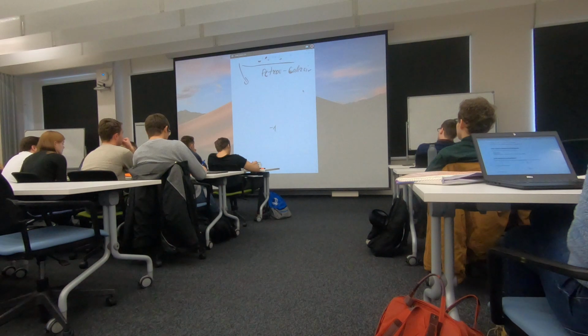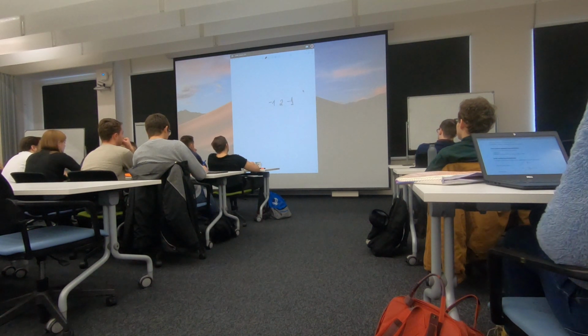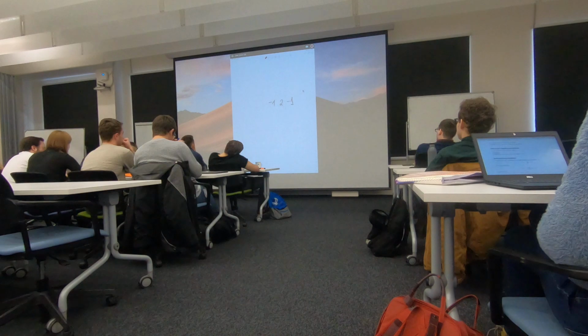With -1, 2, -1 here. Then you have the equation somewhere in the middle, so we don't have to bother about boundary effects. So we have something like 2x_i minus x_{i-1}.